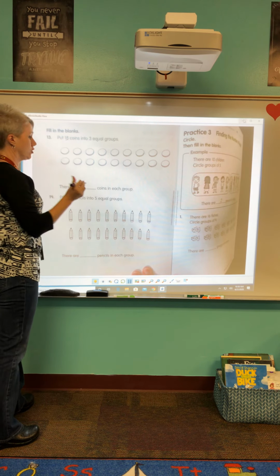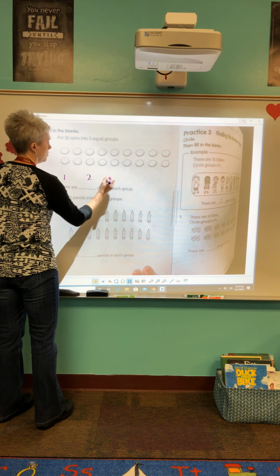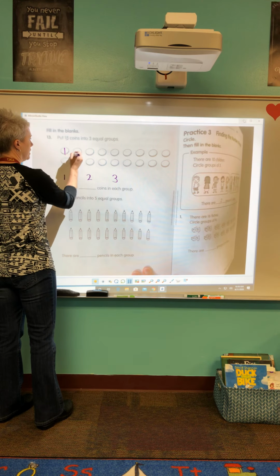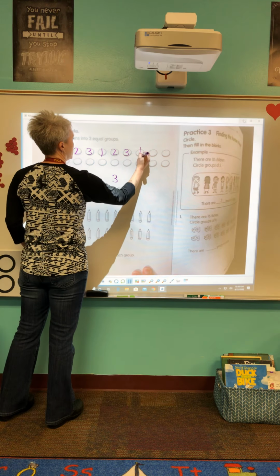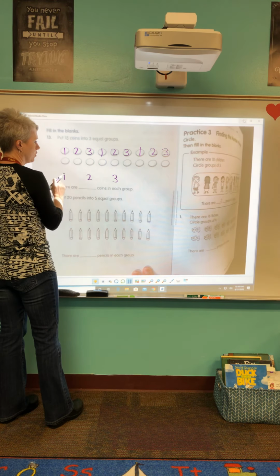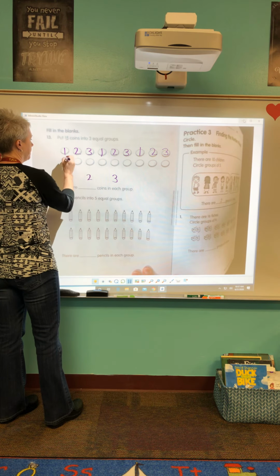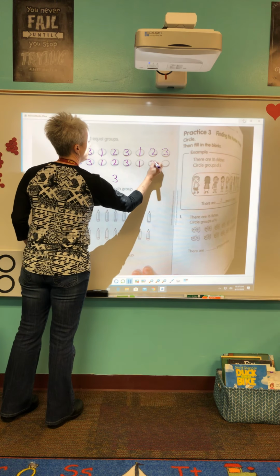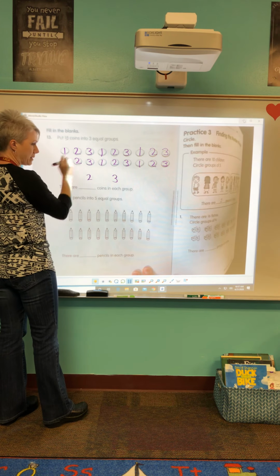So I need group 1, group 2, and group 3. All right, so I'm going to count. 1, 2, 3. 1, 2, 3. Because I'm dividing them up, I'm going to put all the 1s in group 1, all the 2s in group 2, all the 3s in group 3, okay? So I just count over and over. 1, 2, 3. Now, group 1, how many 1s do I have?